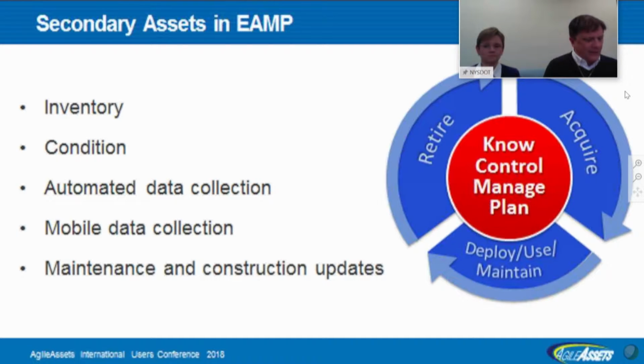Secondary assets in EAMP. We'll talk about inventory and condition, automated data collection, mobile data collection, and maintenance and construction updates. There are really three C's: the collection, completeness, and currency of data. It's critical for the usefulness of the secondary asset information, and we'll address these in the next few slides.